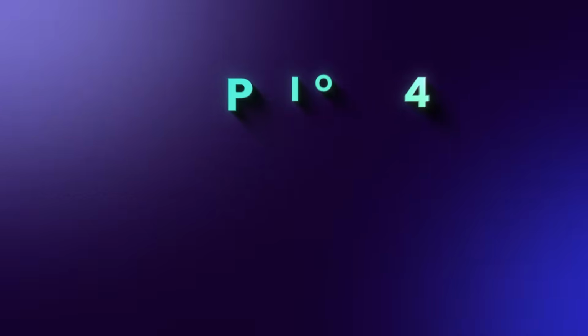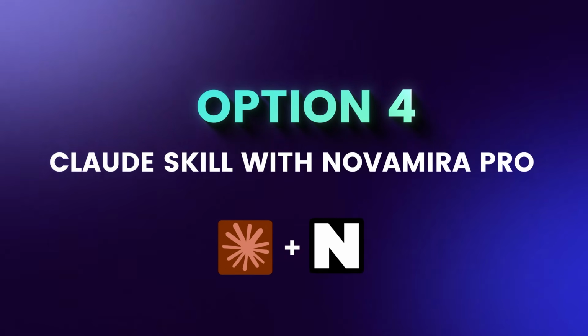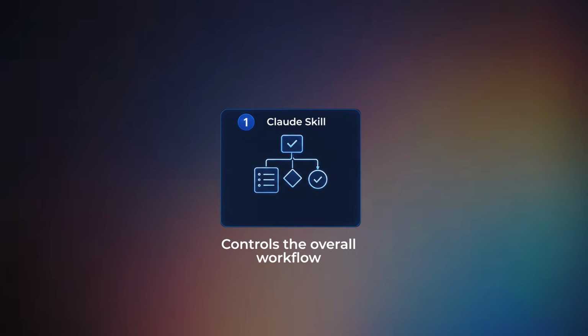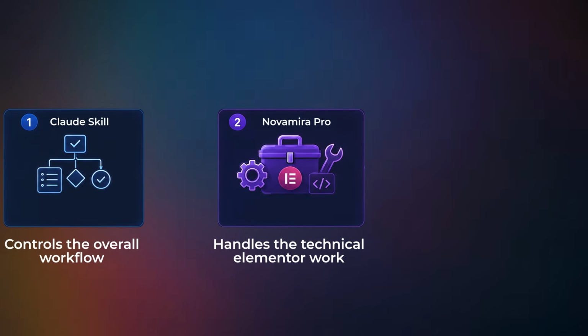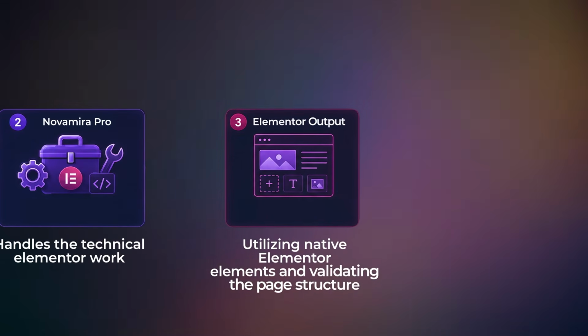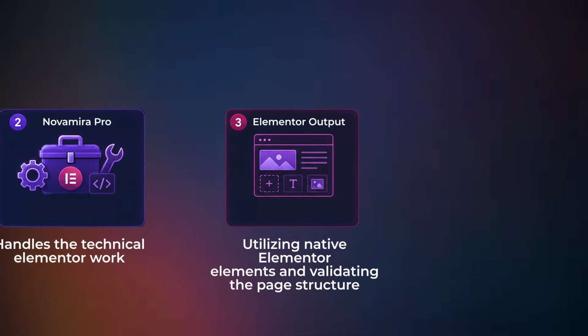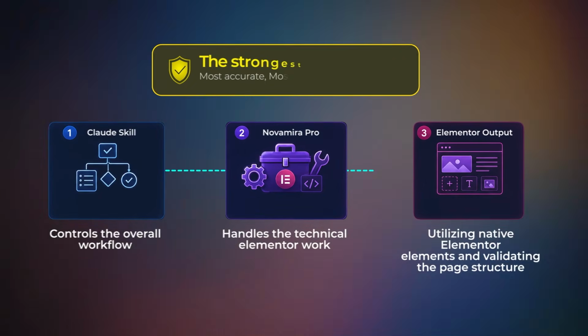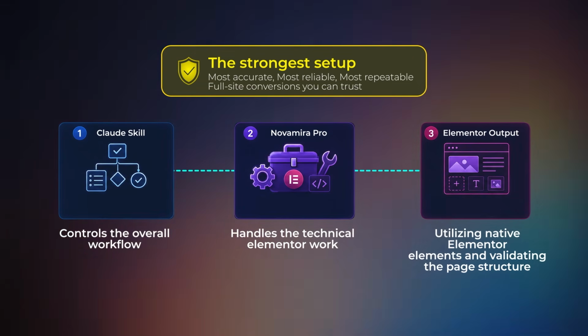Option 4, Claude skill with the Nova Mirror Pro version. The Claude skill controls the overall workflow. Nova Mirror Pro handles the technical Elementor work. This includes utilizing native Elementor elements and validating the page structure. This is the strongest setup for a reliable and repeatable full site conversion.